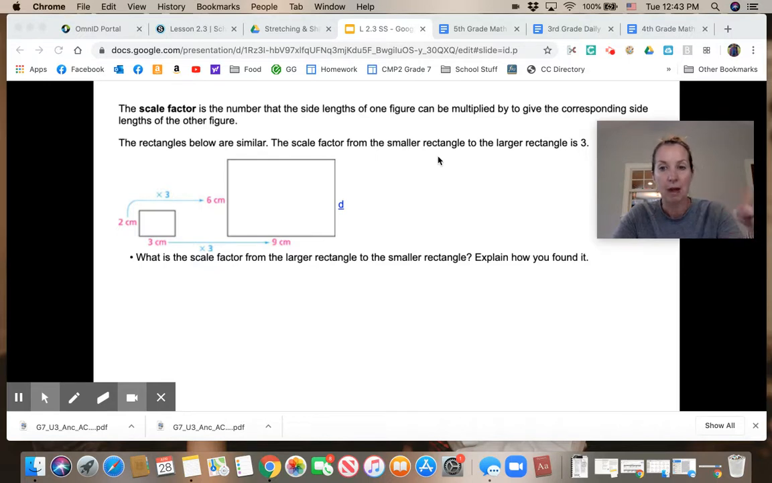So dividing by 3 is going to be the same as multiplying by 1/3. Okay, 6 times 1/3 would be 2, and 9 times 1/3 would be 3. So how did we find it? We thought about the division. We knew the division, and then we changed it into a fraction.